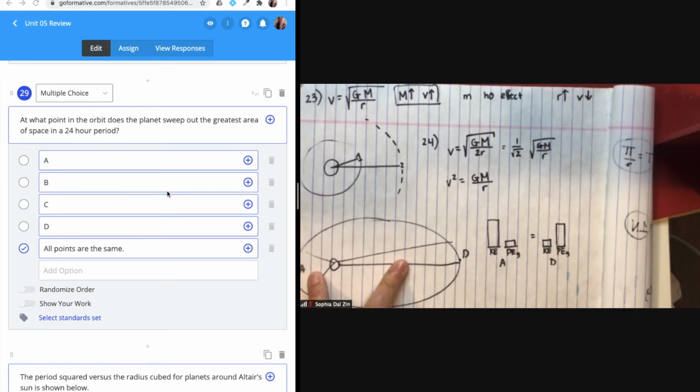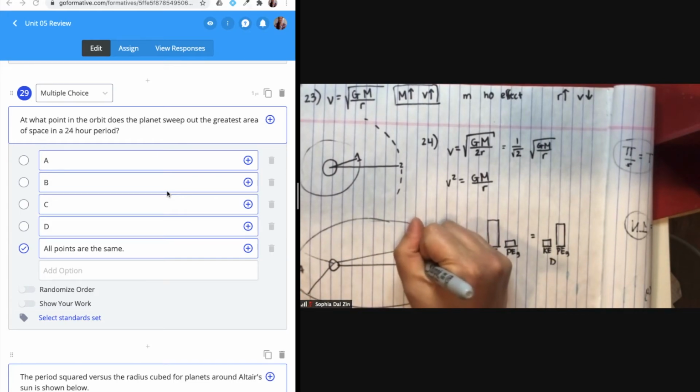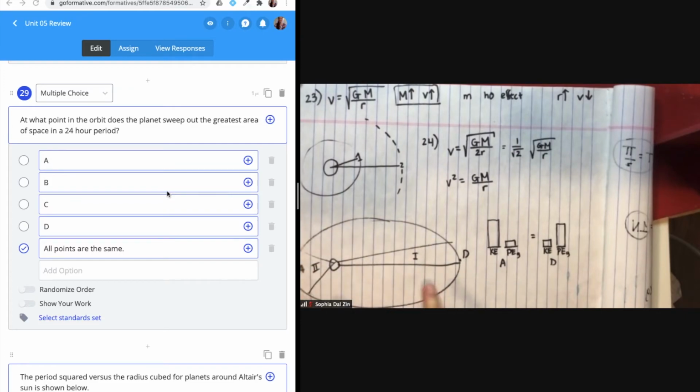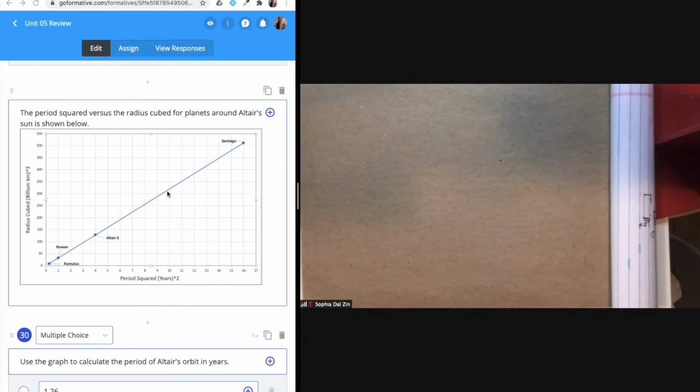If these each represent 24 hours in the orbit, then these have to have equal areas to each other. Areas 1 and 2 would be equal to each other by Kepler's second law, the law of equal areas in equal times. Okay, almost done.